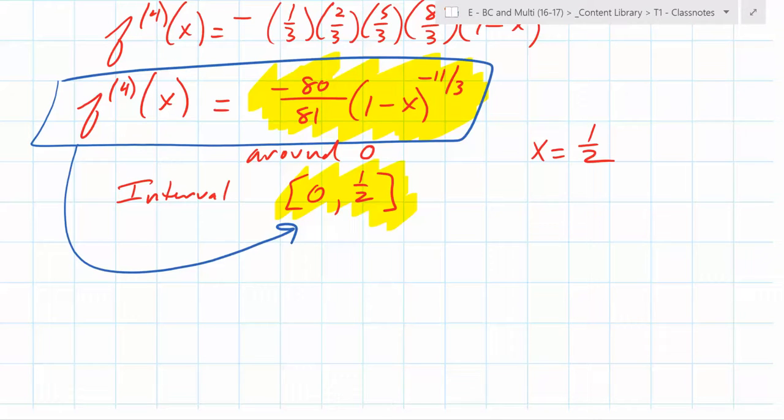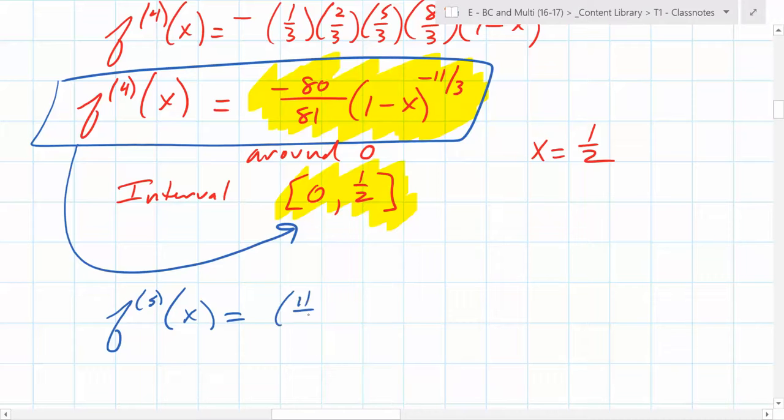So what should we take of this? What do we actually need to find now if we're searching for critical values? Yeah, let's find the fifth derivative right here. Let's find the fifth derivative. Not that bad. It turns into what? 11 over 3 times 80 over 81.